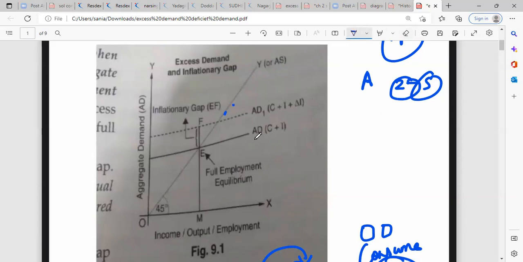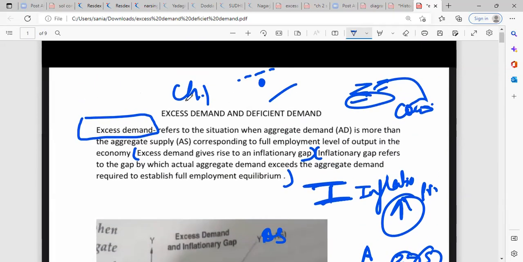You will draw this with a similar color so that you can get aggregate demand and aggregate supply, because only then you will get point E, which is your full employment equilibrium. Excess demand means your demand will rise, and the gap between these two ADs is your inflationary gap. You will write here AS, over here AD, and this is AD1. You will mark the point E as full employment, and write that this is the inflationary gap. Clear? First write this, then I'll scroll it down.